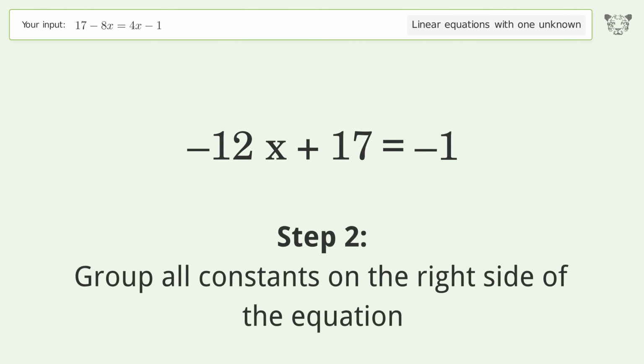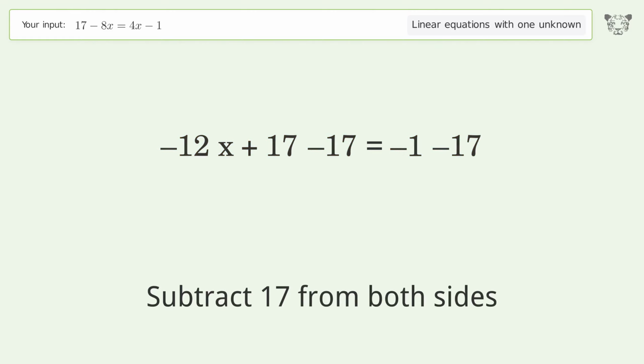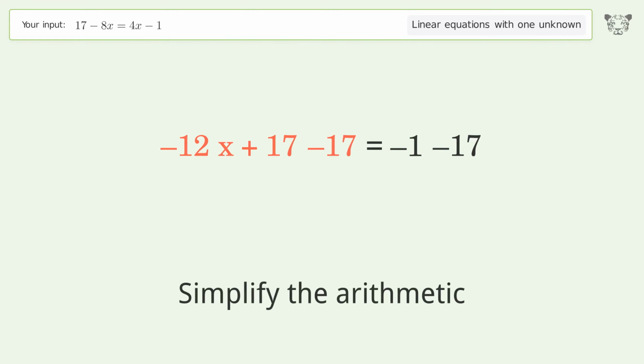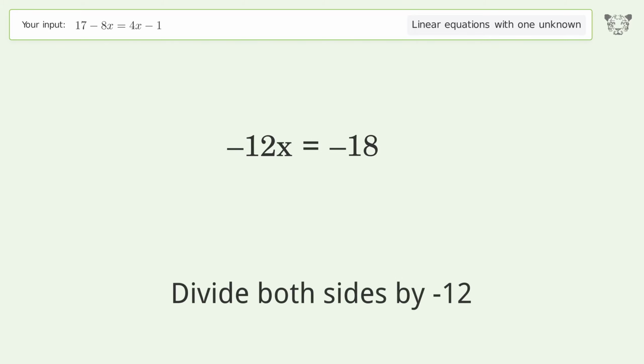Group all constants on the right side of the equation. Subtract 17 from both sides. Simplify the arithmetic. Isolate the x. Divide both sides by -12.